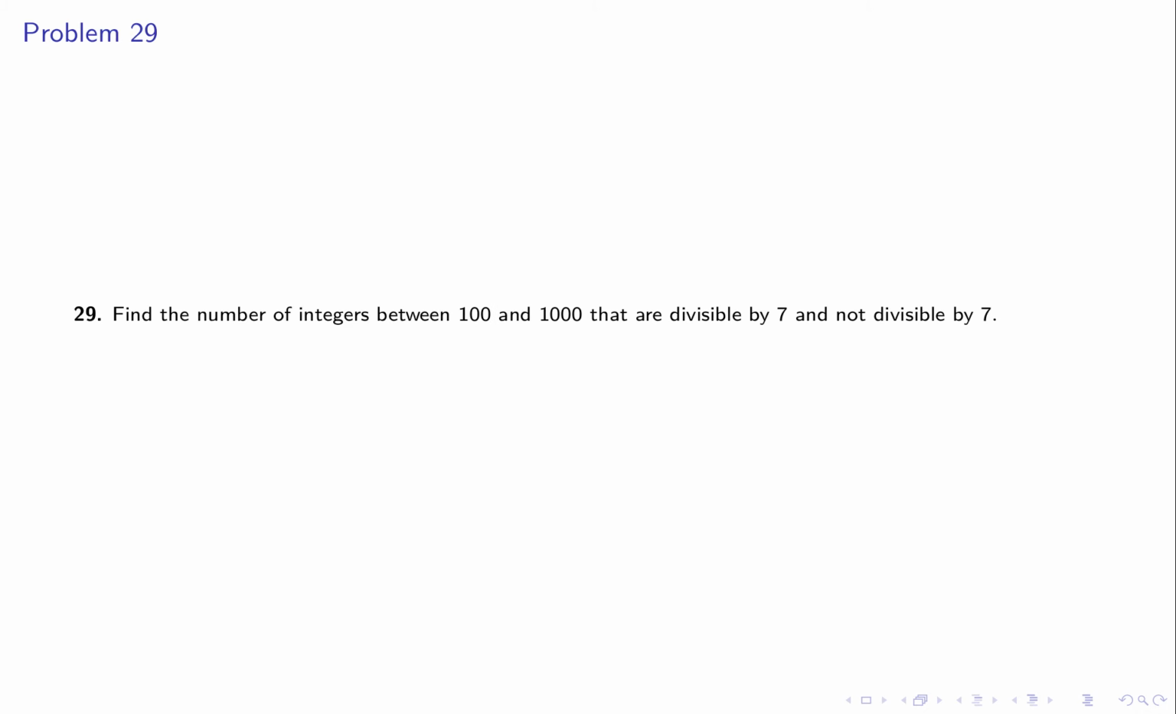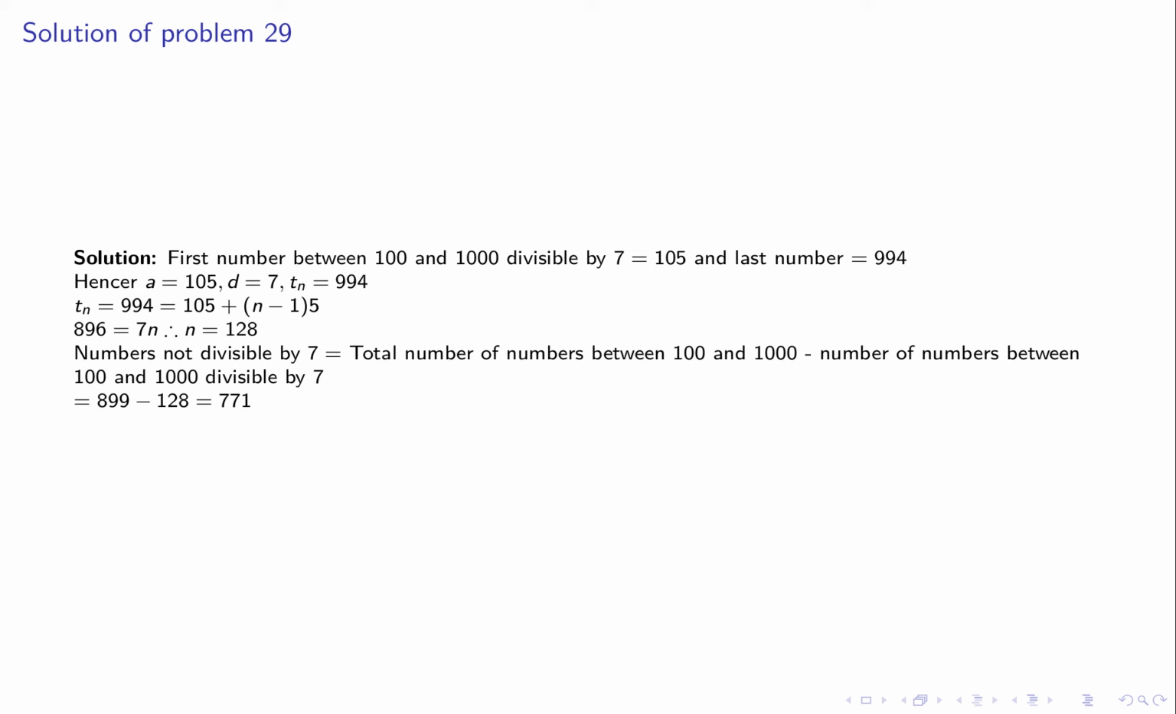Next question is: find the number of integers between 100 and 1000 that are divisible by 7 and not divisible by 7. This is again a simple problem. The first number between 100 and 1000 which is divisible by 7 is 105, and the last number is 994. Therefore, we have a equal to 105, d equal to 7, and Tn equal to 994. Substituting into the formula for Tn, we solve for n, which gives us n equal to 128. Now this is the number of numbers divisible by 7. Clearly, numbers not divisible by 7 will be total numbers minus numbers which are divisible by 7, which gives us 771.